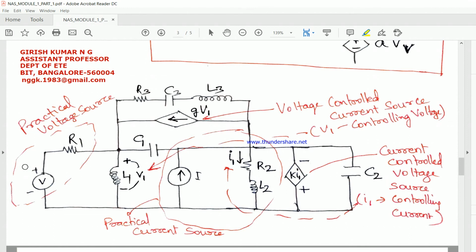Assume that V has an internal impedance equal to 0, and assume that the internal impedance of the current source is infinity. That's it. So you just need to assume that the voltage and current sources are idle and all other components are a part of the network. Now if they give you a practical source, then you should assume that R1 is an internal impedance of V, whereas R2 in series with L2 is an internal impedance for I. Understood? Concept is clear? Fine.